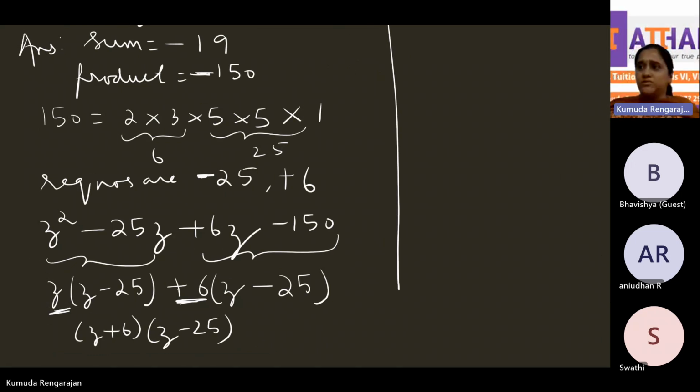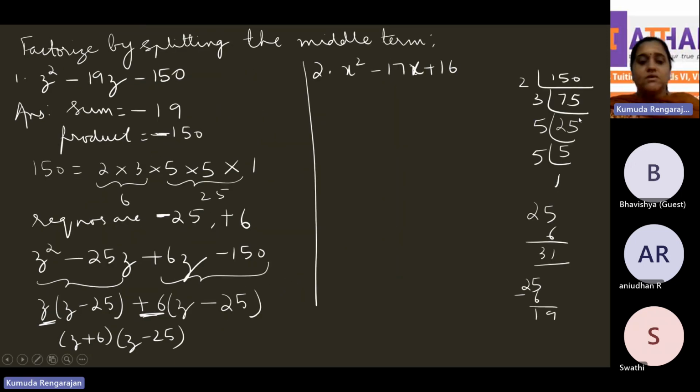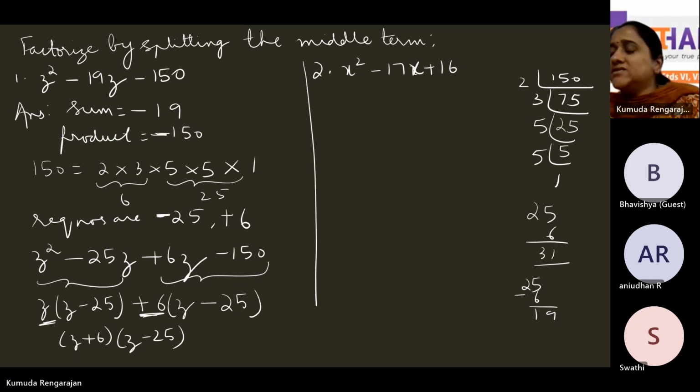Still not able to see? One minute. What's that you've written? The last line is Z plus 6 into Z minus 25. Z plus 6 into Z minus 25. Last step you wanted, no?